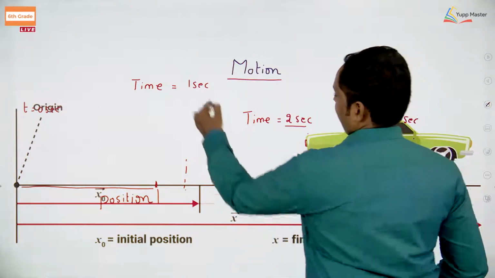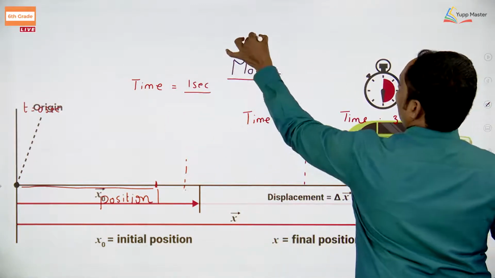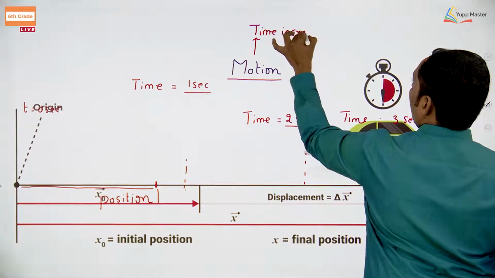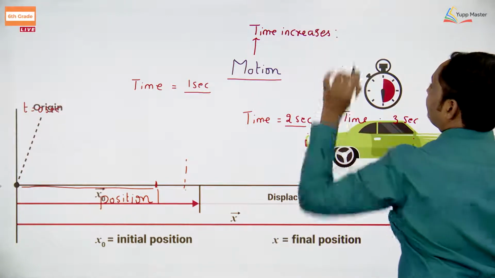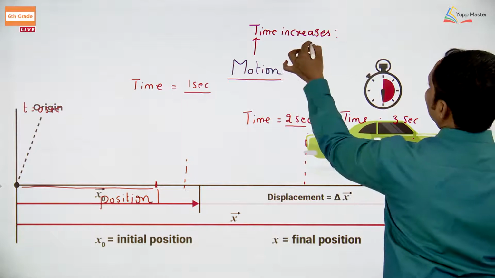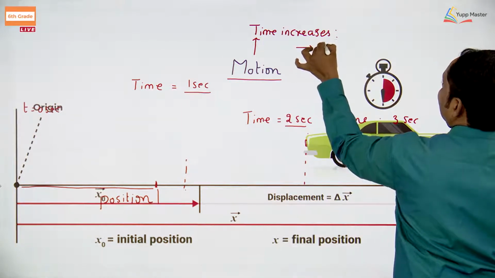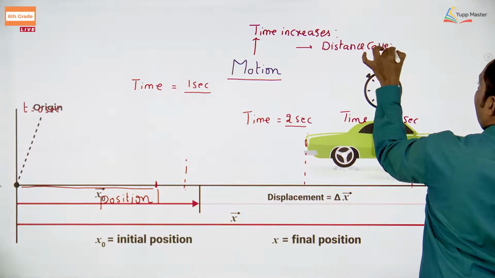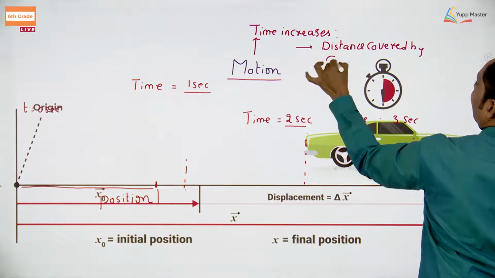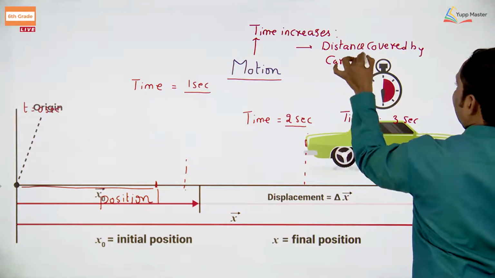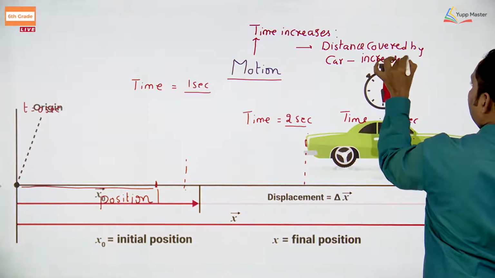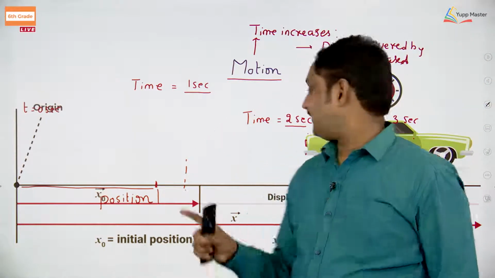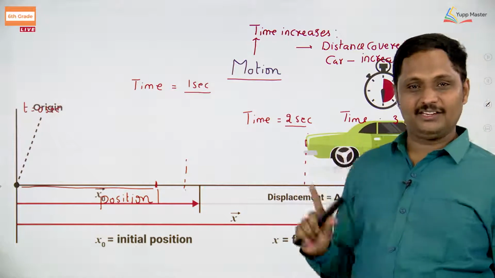Time increases, what happened? If we get that motion, time increases. What have you observed? Time increases, distance covered by the car increases. Alright, you have learned the new thing. As the time increases, the distance covered by the body increases, no doubt at all.